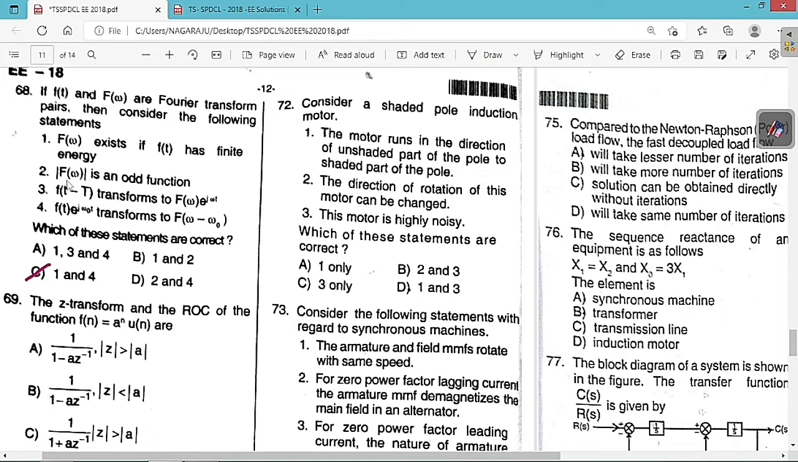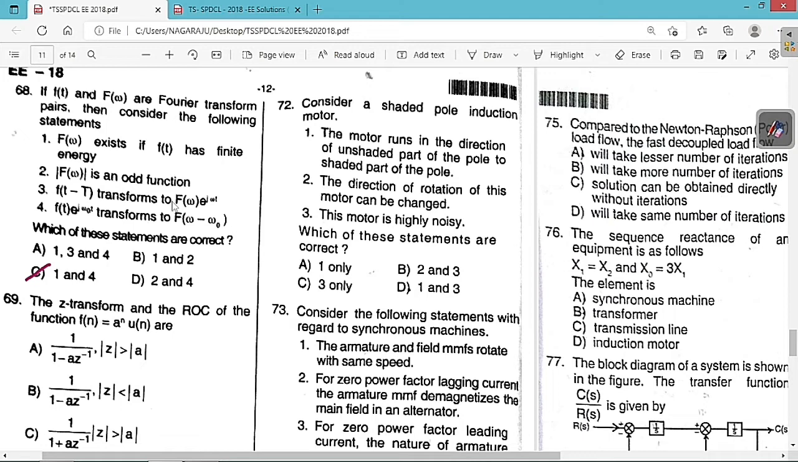Whereas the magnitude of F(ω) is always an even function, the phase angle of F(ω) is an odd function. Similarly here, f(t − t0). What I told you is that the Laplace transform of f(t − t0) is e^(−t0 s) F(s). Here it is e^(−st0), and s is equal to jω.